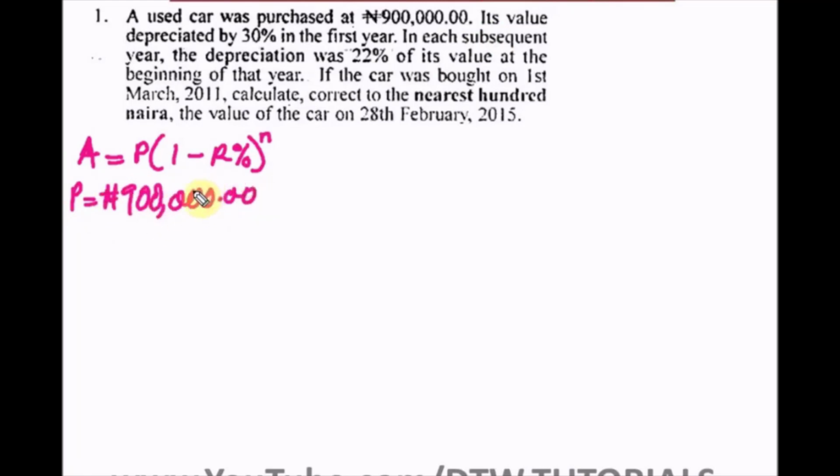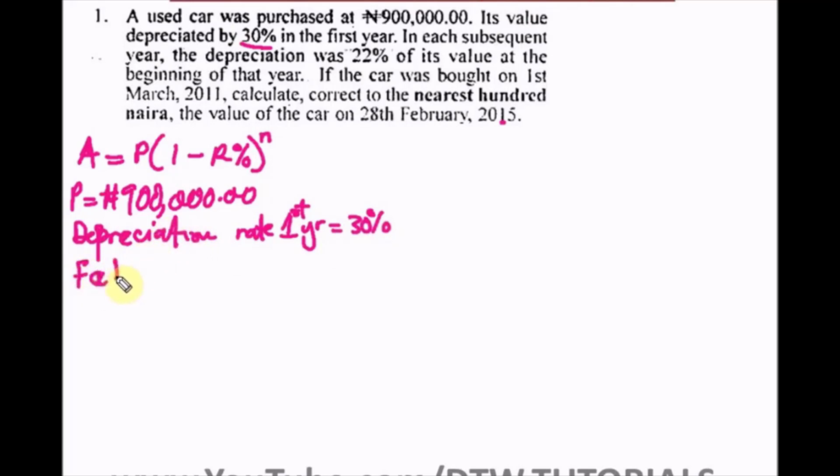The first thing is its value depreciated by 30% in the first year. We're to find the value of the car, bought in 2011, at February 28, 2015. So the depreciation rate for the first year, according to our question, is 30%. So the amount at February 28, 2012, because the car was bought in 2011, and the question says its value depreciated by 30% in the first year.